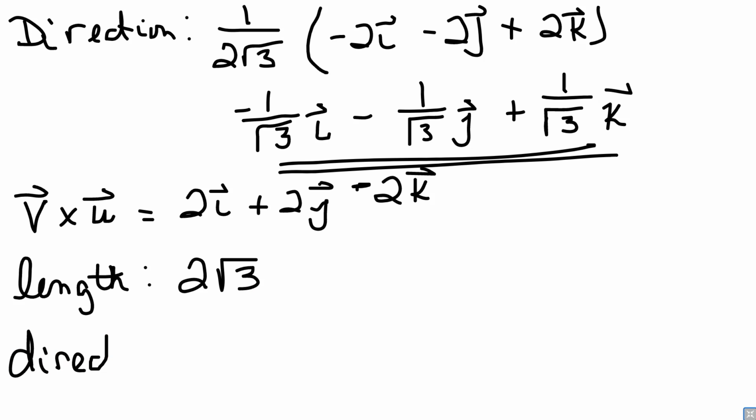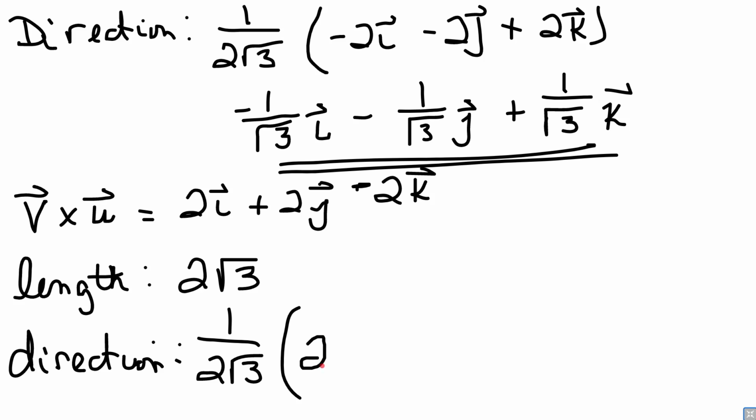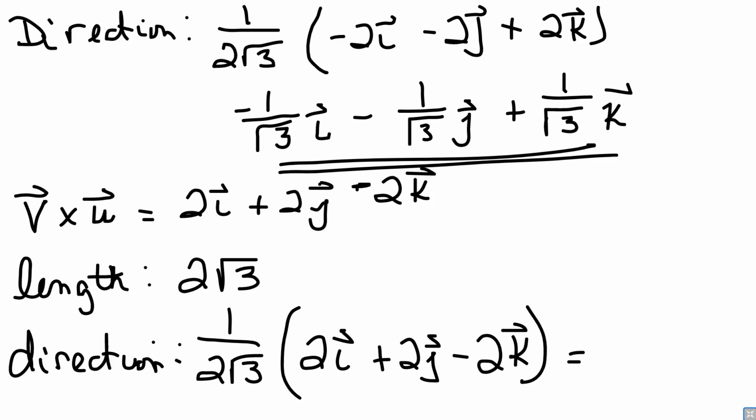And then for the direction, all right, it's going to be done the same way. So it's going to be 1 over 2 times the square root of 3 times, in this case, 2 in the I direction plus 2 in the J direction minus 2 in the K direction. So we're just going to end up with 1 over the square root of 3 in the I direction plus 1 over square root of 3 in the J direction minus 1 over square root of 3 in the K direction. Okay. Any questions there?